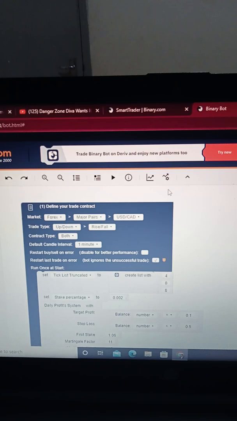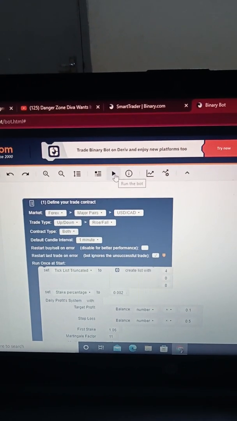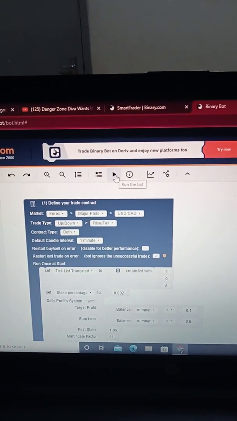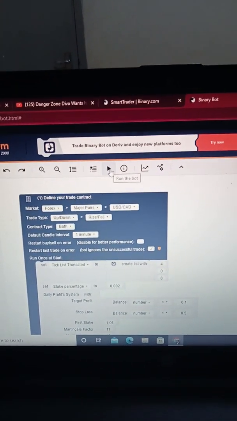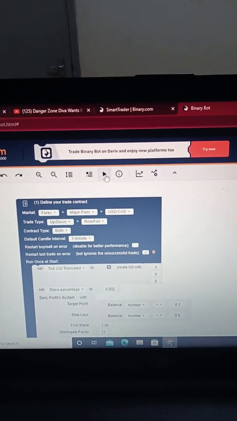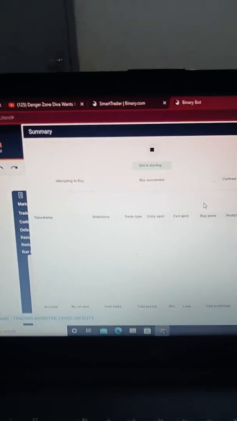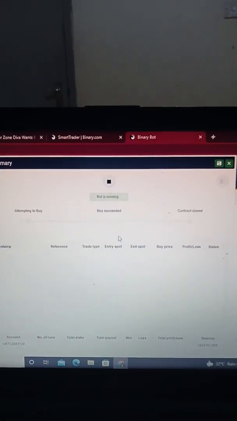To trade with the bot, you run the bot right there. That's the play button, the common play button, like you see in the audio players on your phone. Right there. Run the bot. The bot is starting.